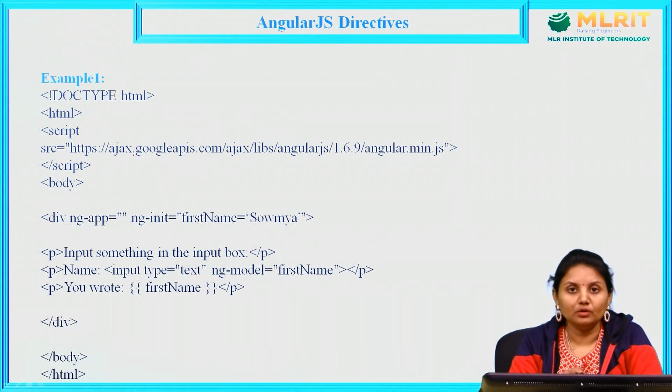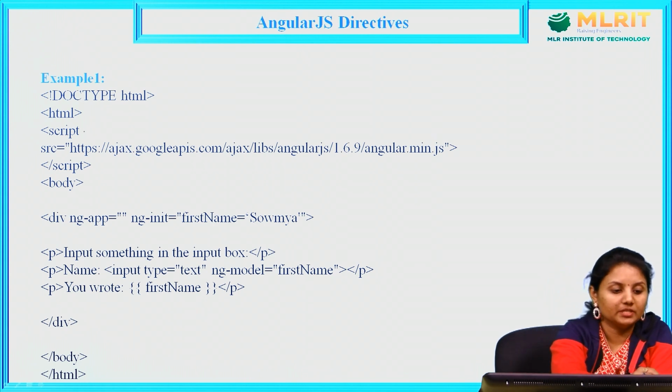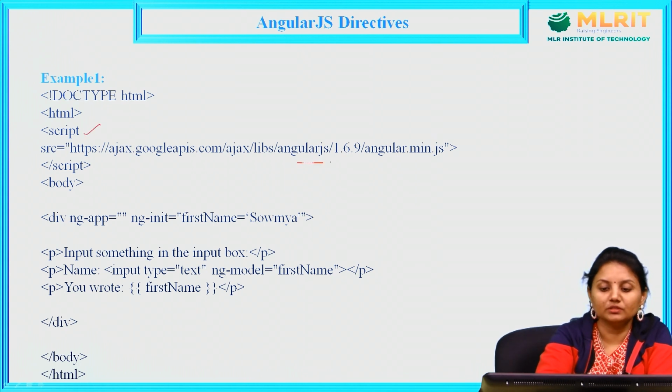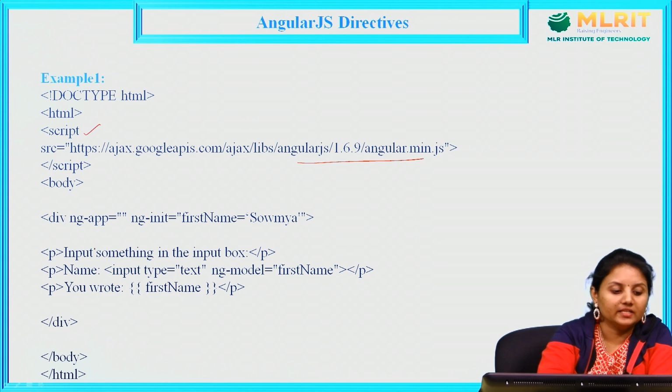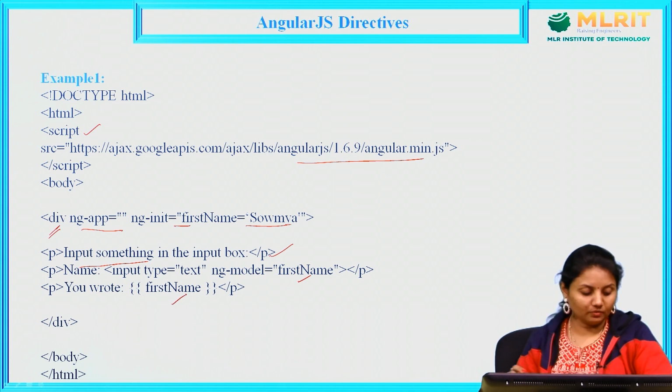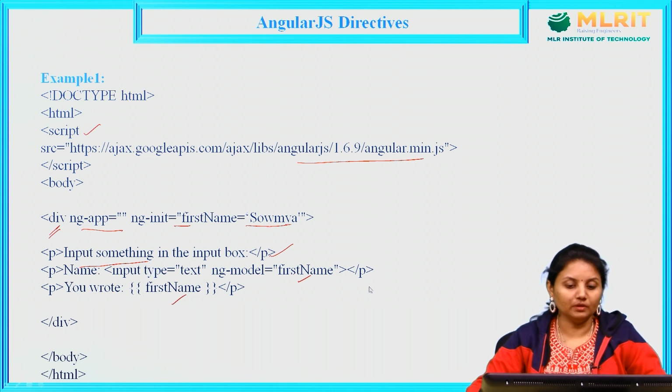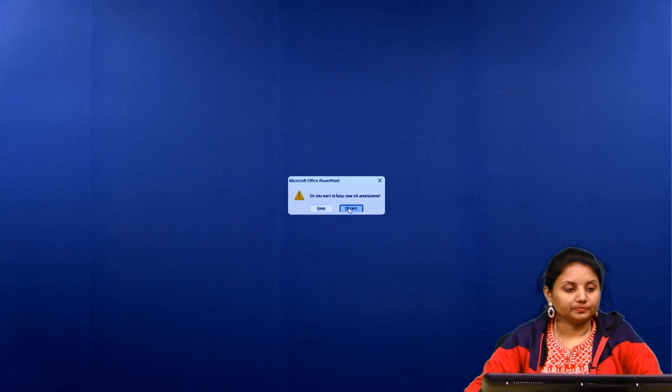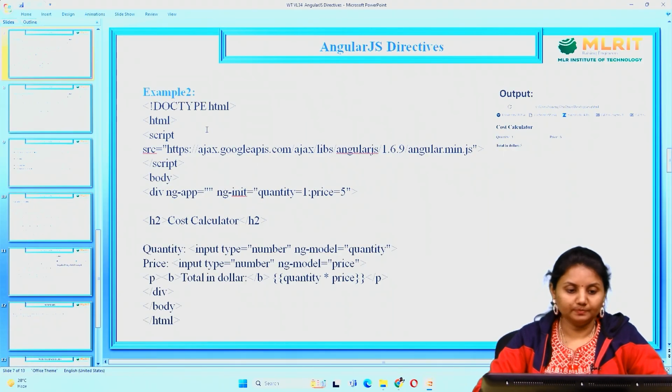As you all know, we have seen so many examples in AngularJS, starting with your doctype HTML. In the script tag, we are going to give the AngularJS links, and in the body part, we are going to give div, ng-app, ng-init, and first name. And here the input, you are giving input type equals text and first name. So whatever we have discussed, we are going to give here. Okay, so let us see this example.